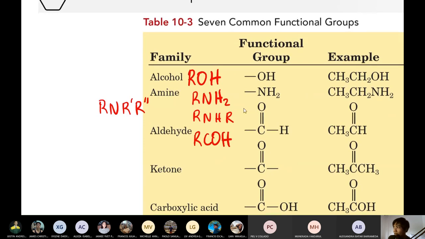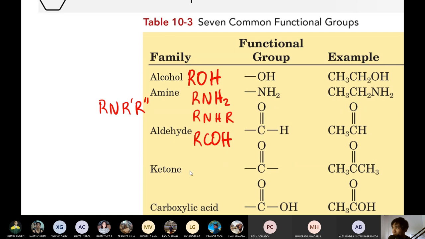Aldehyde, ang tawag ko dito ay arco. Arco, bakit? C double bond OH. So that's one way for me to memorize it. So raw alcohol. Amine, pwedeng RNH2, RNHR, o kaya walang hydrogen, RNR'R''. Magkakaibang carbon groups na konektado sa kanya. Pag aldehyde, arco: R, C double bond O, H. Basta may makita kayong CO, usually naka-double bond yun.